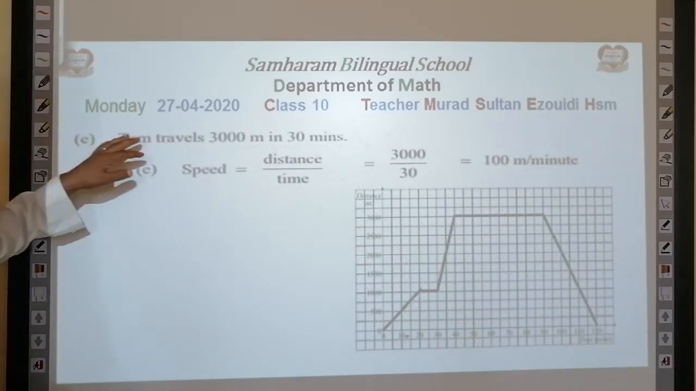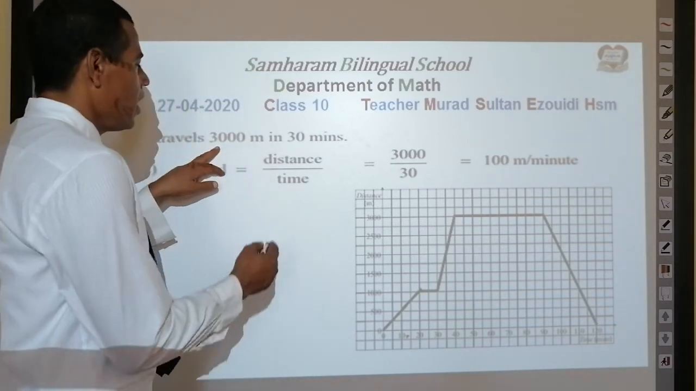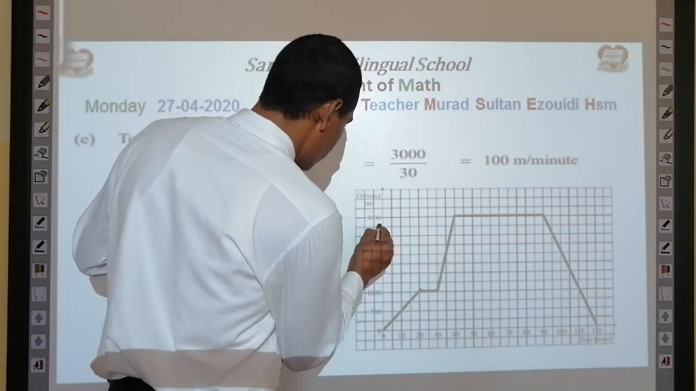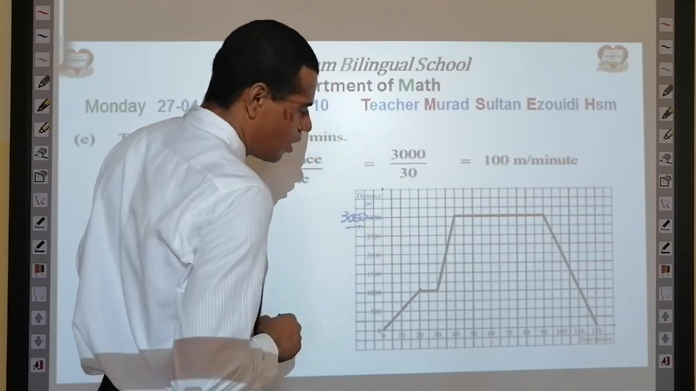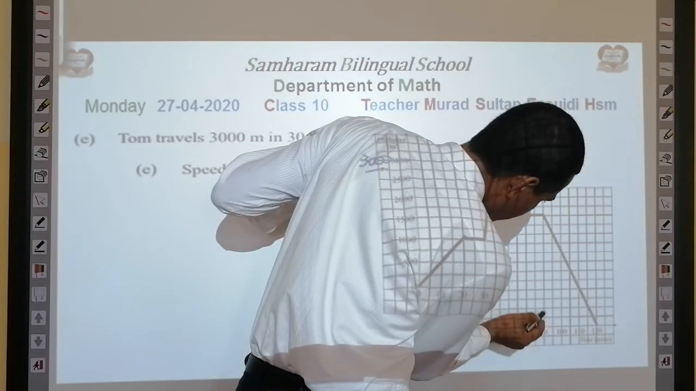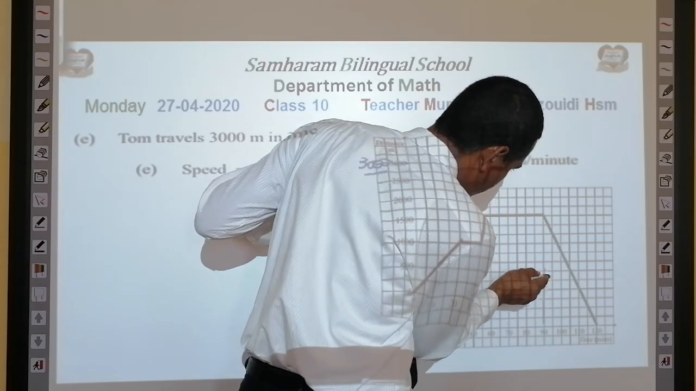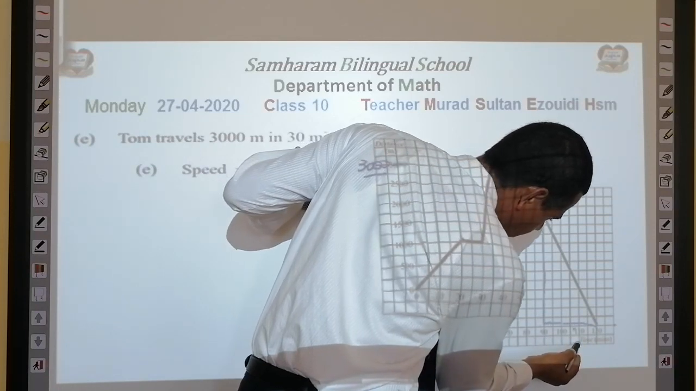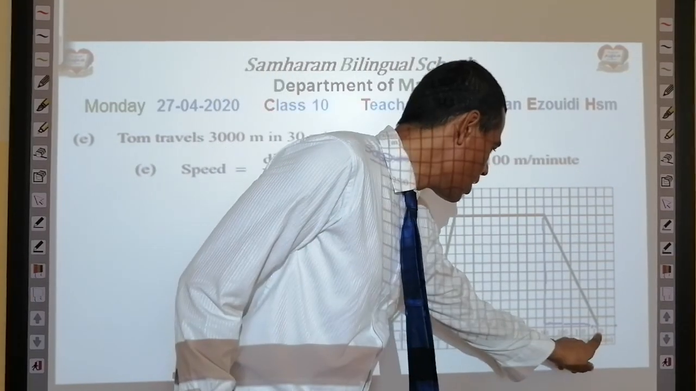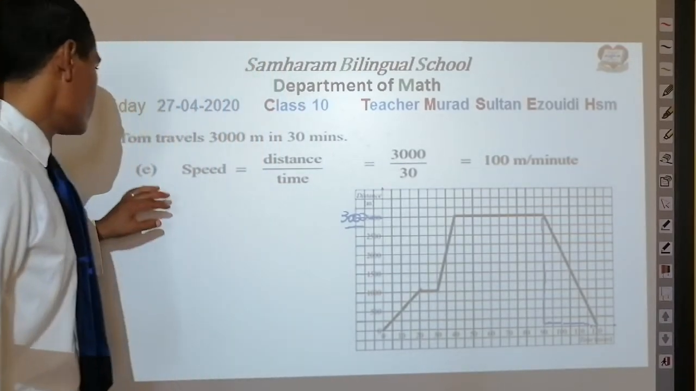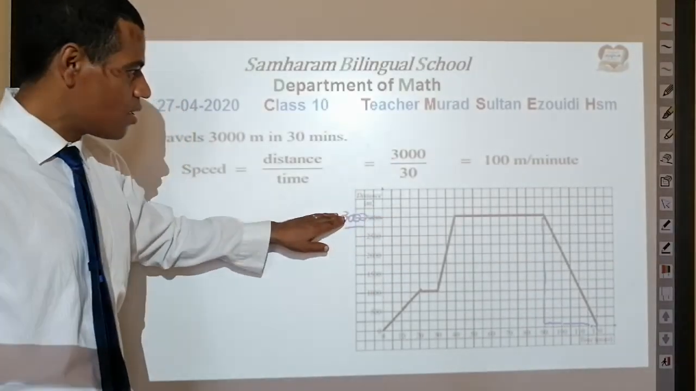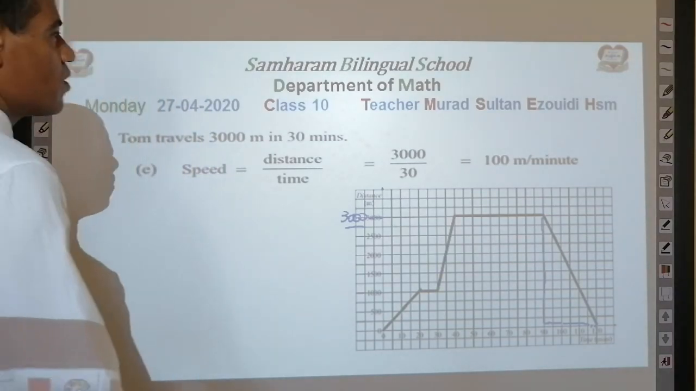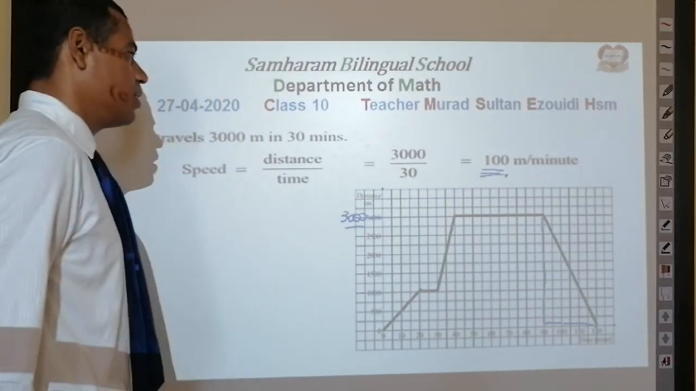The last one, Tom travels 3,000 meters in 30 minutes. This is 3,000, my learners, in how many minutes? In 30 minutes. Let's see this one. 90, 100, 110, 120. So we make 120 minus 90 gives 30 minutes. So speed equals distance divided by time, equals 3,000 divided by the difference of 120 minus 90, gives 100 meters per minute. Okay?